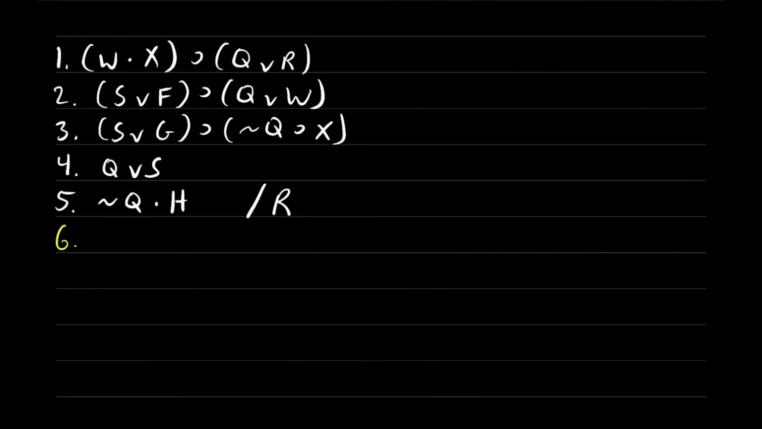Let's see what we can notice here. I only see one really obvious starting point. I see that in line 5, we've got a conjunction, not Q and H. And if that's the case, we know not Q has to be the case. The left-hand term of that conjunction has to be true. So that's going to follow from line 5 by simplification.